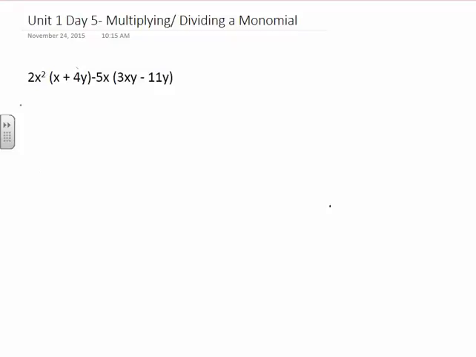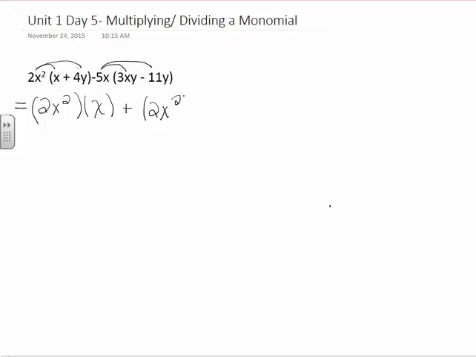We're now going to work through a little bit more of an involved question. Again, we use our same rules. We're going to use our distributive property first, multiplying the coefficient on the outside by everything inside the brackets, which will give us 2x squared times x, and then plus 2x squared times 4y. So that's our distributive property on the first brackets.